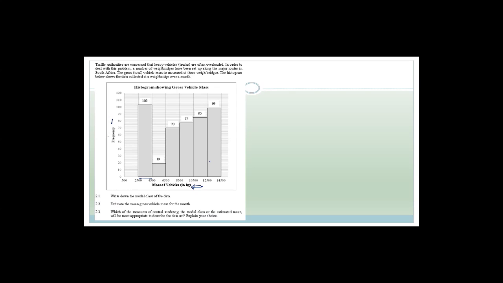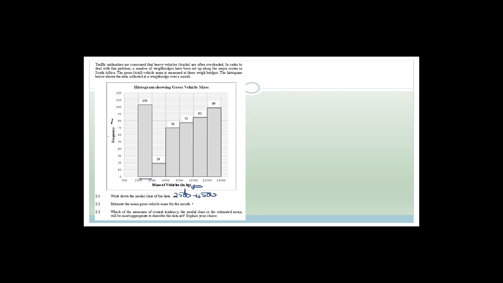So modal means a thing that happens the most often. It says write down the modal class of this data. And you can see that the thing that happens the most often is 2,500 to 4,500. That has a frequency of 103 compared to 99, 85, 77, 70, and 19. So the modal class is the group that happens the most often. So that would be 2,500 to 4,500.